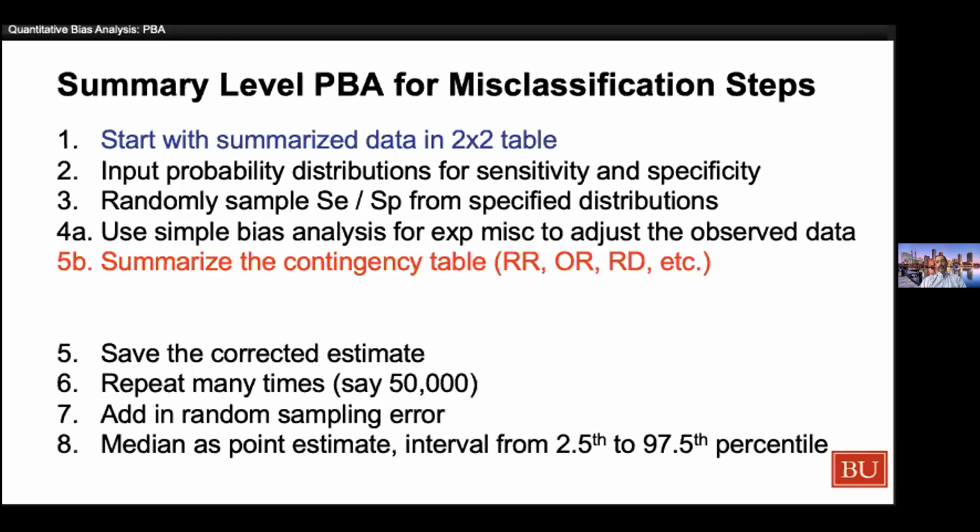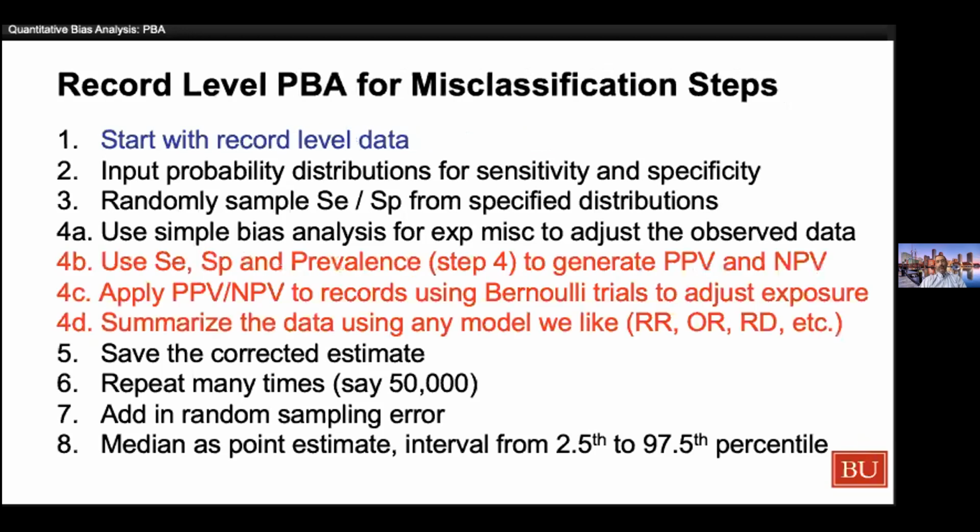That's summary level. If I want to do record level, everything is exactly the same, except I add in a few more steps. So the only thing that's changed is, number one, I start with record level data instead of summary level data. And then these 3 red steps: the first thing I have to do is take the sensitivity, specificity, and the prevalence of the exposure that I got from step 4 when I did my simple bias analysis correction, and turn those into positive and negative predictive values using the formula that I showed you when we talked about the relationship between them.